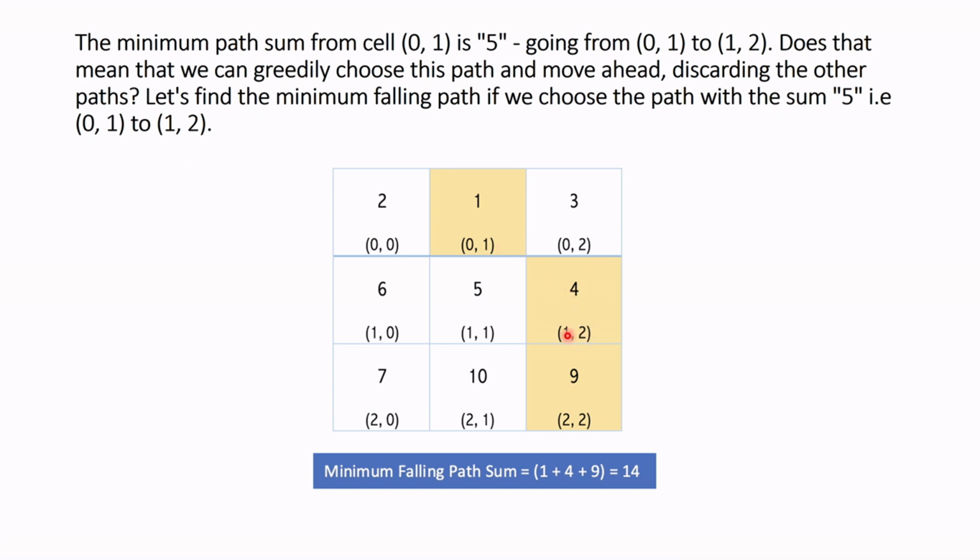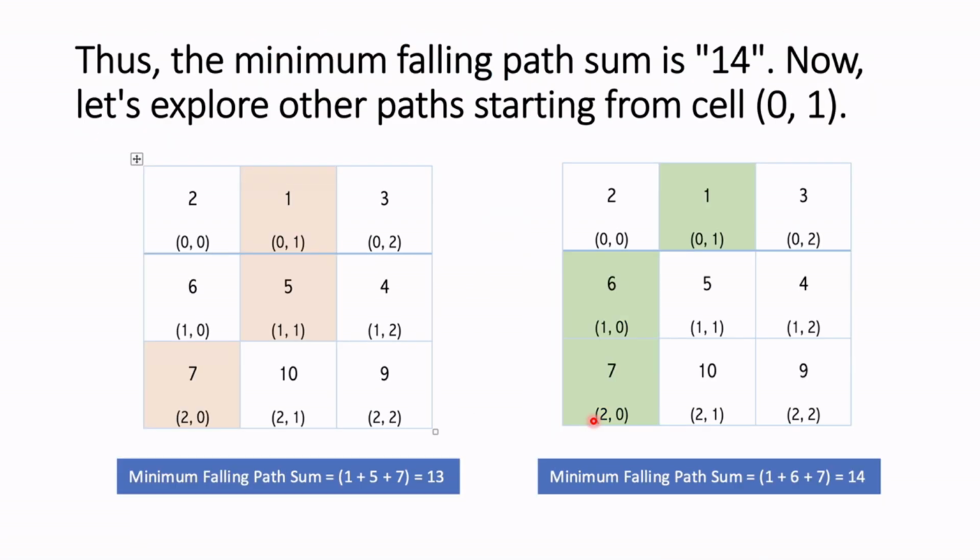But when we move here, we have to see that if we choose 10, what happens? We will get 5 plus 10 is 15, but if we choose this one, we will have 14. So this is our minimum path, correct? So the minimum falling path is 14.